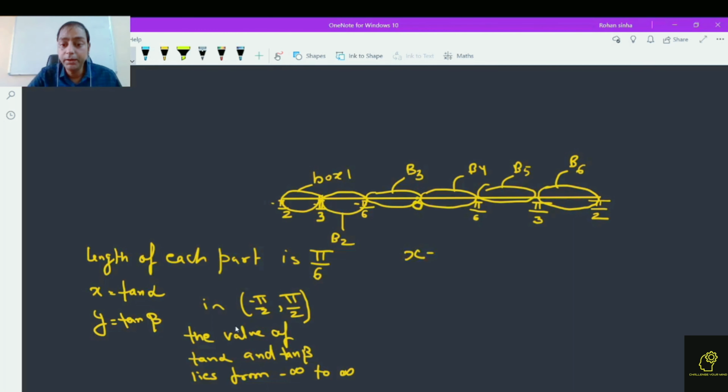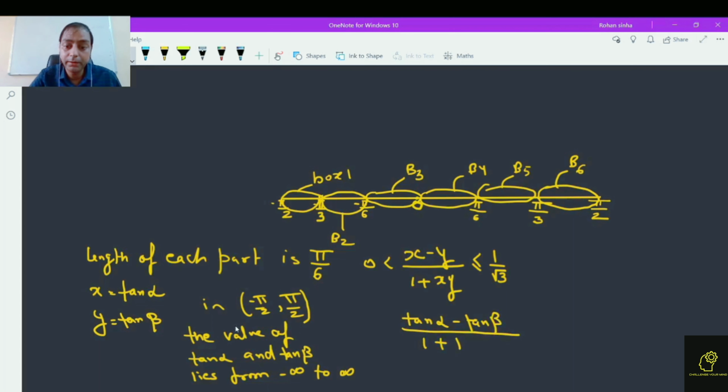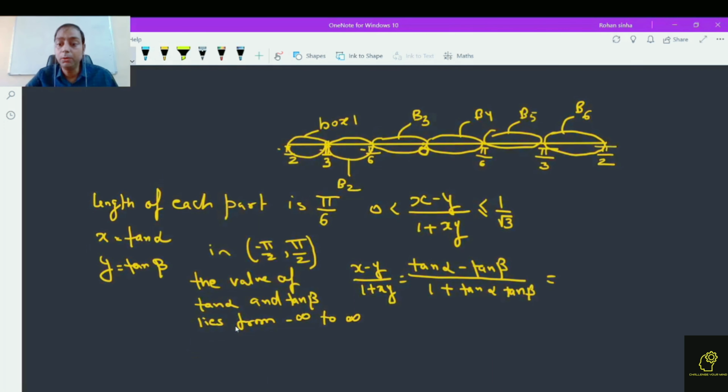What do we need to prove? We need to prove that x minus y, whole divided by 1 plus xy, lies between 0 and 1 by root 3. If you put x as tan alpha and y as tan beta, it means tan alpha minus tan beta, whole divided by 1 plus tan alpha tan beta. This is x minus y upon 1 plus xy, and this is equal to tan of alpha minus beta.